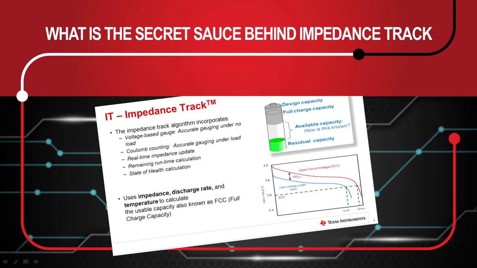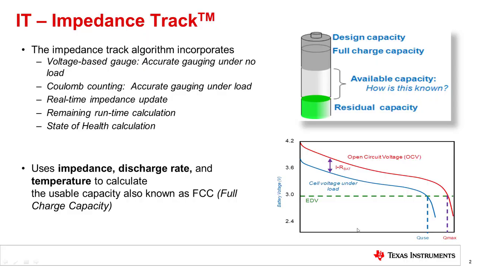In this presentation, we will be focusing on the fundamentals and working of the impedance track algorithm. The impedance track gauging algorithm incorporates both voltage correlation as well as Coulomb counting. It acts as a voltage-based gauge under no load conditions and as a Coulomb counting gauge under load.